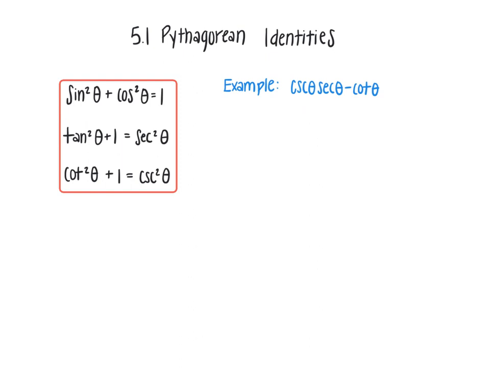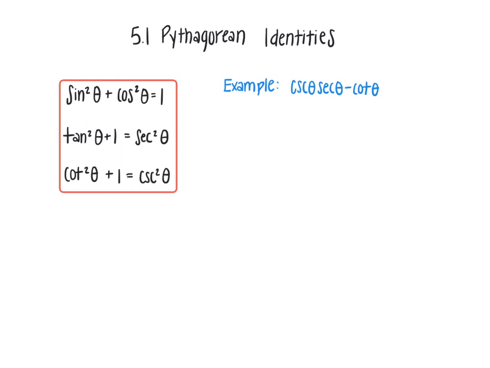The easy giveaway is that in my Pythagorean identities, I have squares, either on cotangents, secants, tangents, sines, cosines, cosecants. I just have a square somewhere. And if we look at this problem, nothing is squared. So a starting point would not be to use a Pythagorean identity.